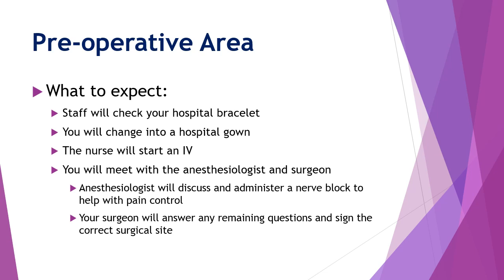Preoperative area. The staff will check your hospital bracelet. You will change into a hospital gown. The nurse will start an IV. You will meet with the anesthesiologist and surgeon. The anesthesiologist will discuss and administer a nerve block to help with pain control. Your surgeon will answer any remaining questions and sign your correct surgical site.